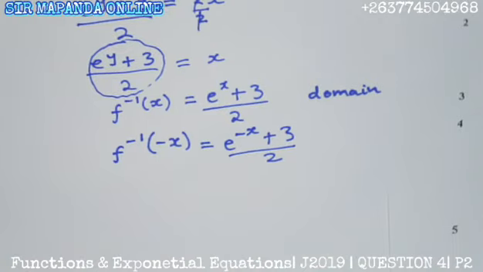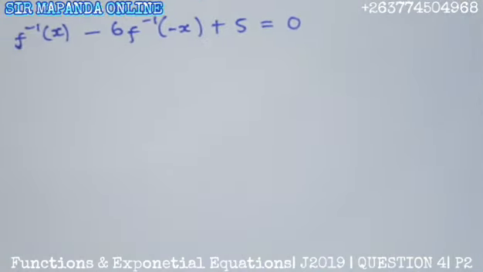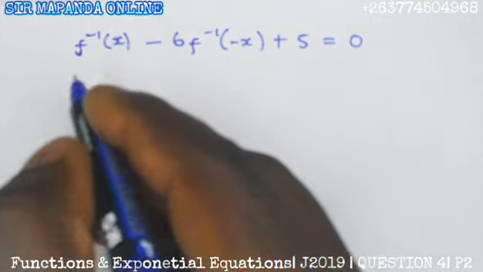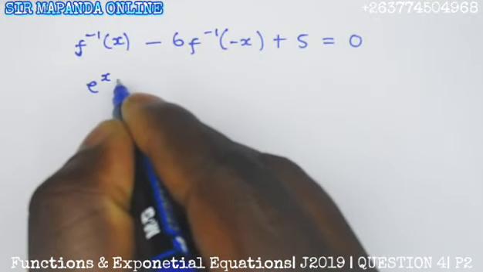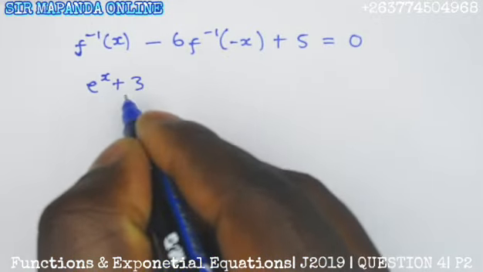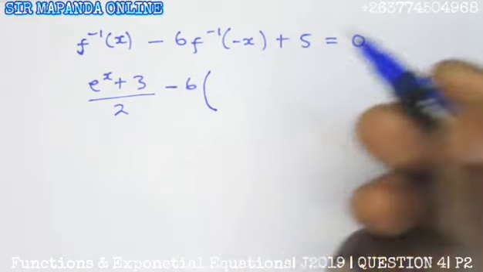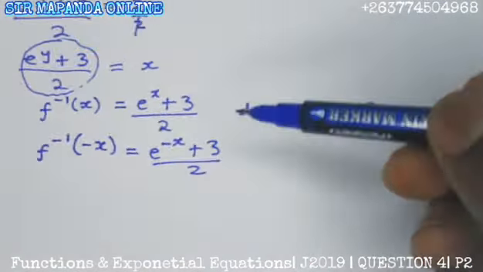Something like this, right? Then you substitute this into the given equation. On the inverse of x, you are going to put e to the power of x plus 3 divided by 2. Then you write minus 6, open bracket. On this one, you substitute with the inverse of minus x, we got e to the power of minus x plus 3 over 2. So you write e to the power of minus x plus 3 over 2. Then you say plus 5 is equals to 0.